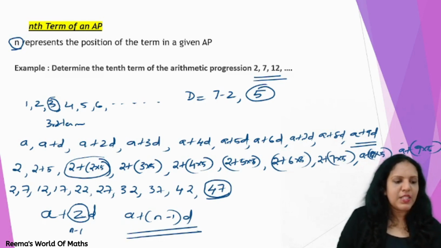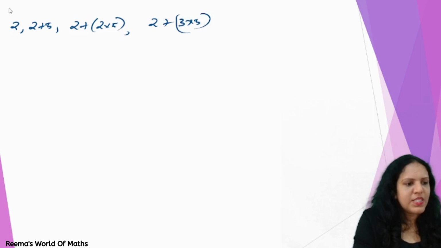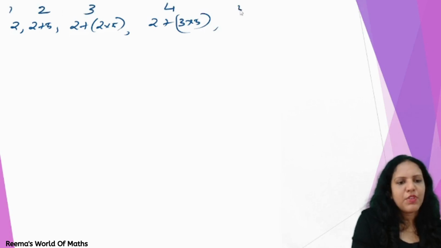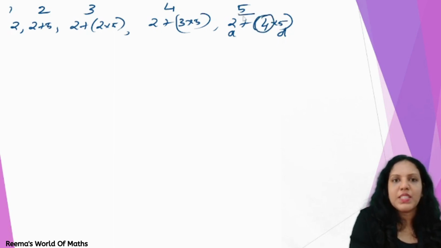So I hope you understood. Let's write that here: 2 plus 5. The second term was 2 plus 2 times 5, this is the third term, and see, 2 plus 3 times 5. So this is first, second, third, fourth term, and the fifth term was 2 plus 4 times 5. Here we can see this is a and this is d. 5 is the common difference. So 4 is the position in this arithmetic progression.